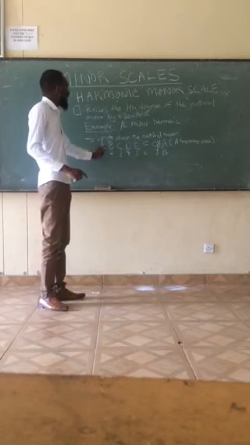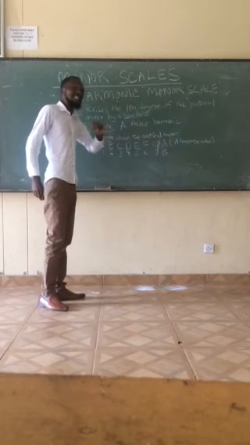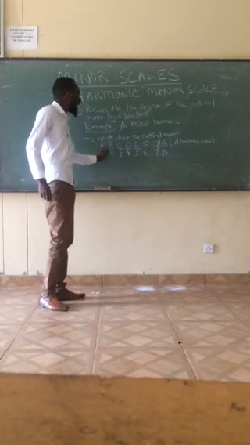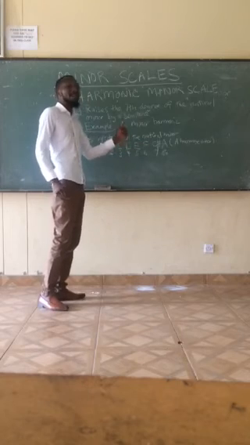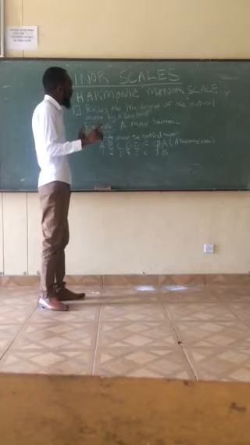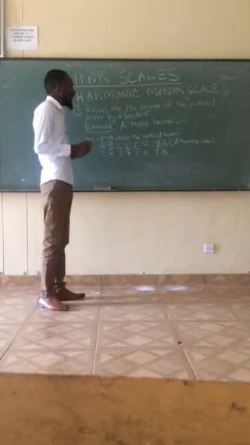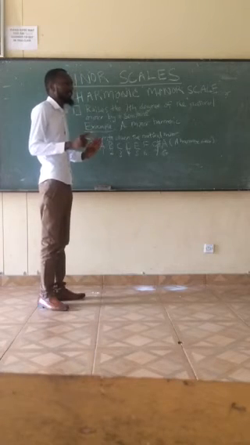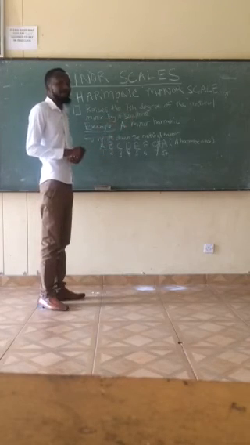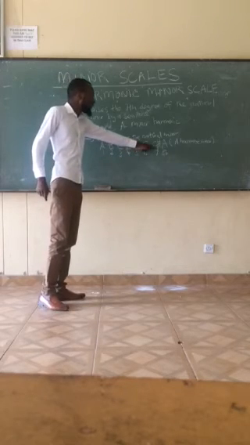A natural minor is A, B, C, D, E, F, G, A. But the harmonic minor raises the G by a semitone. So we now have A, B, C, D, E, F, G sharp, and A. This is the A minor harmonic form. It raises the 7th note of the natural minor by a semitone. How do we raise the 7th note of that natural minor? By putting a sharp sign.